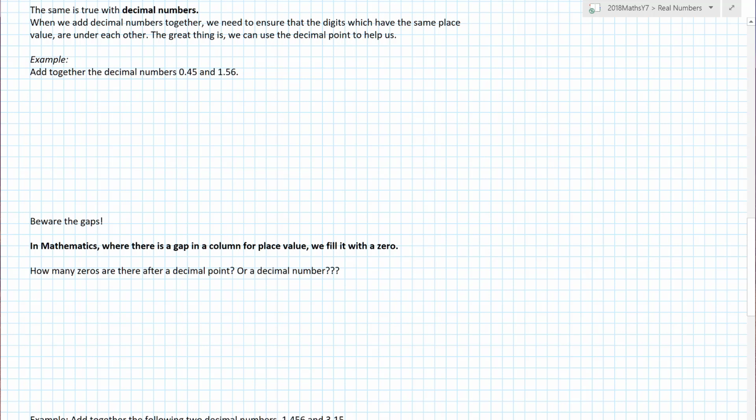So again, I've got 0.45 and I'm going to add 1.56. Now the great thing about decimal numbers is the decimal point actually tells you where to line them up. So I've got a 0, a point, a 4 and a 5. There's my decimal point in my 1.56. The 1 is before the decimal, then there's the 5, then there's the 6.